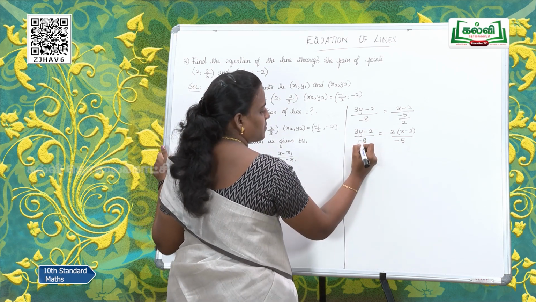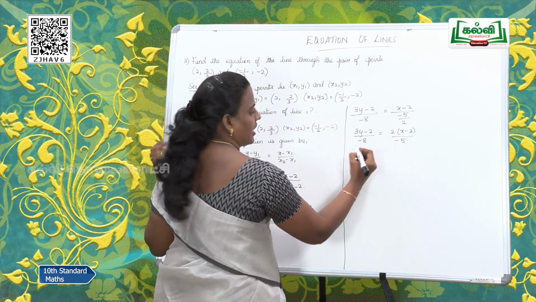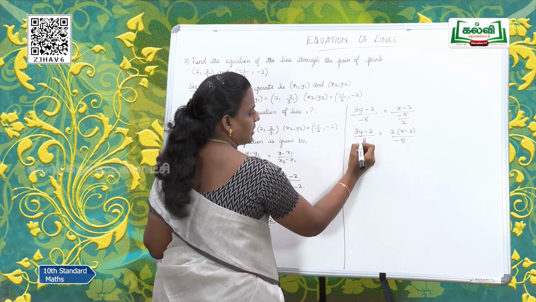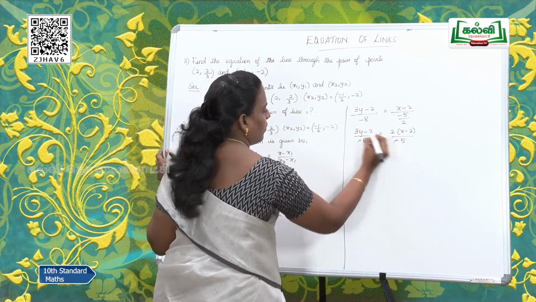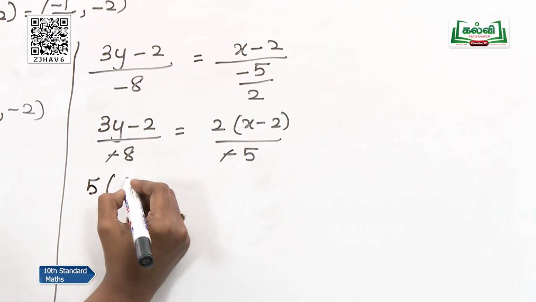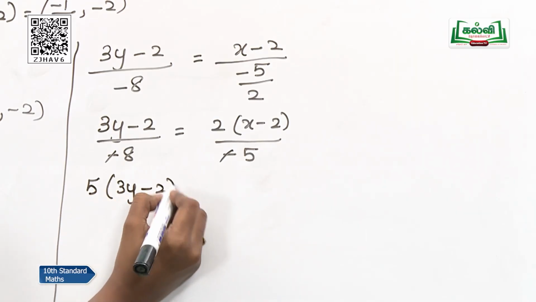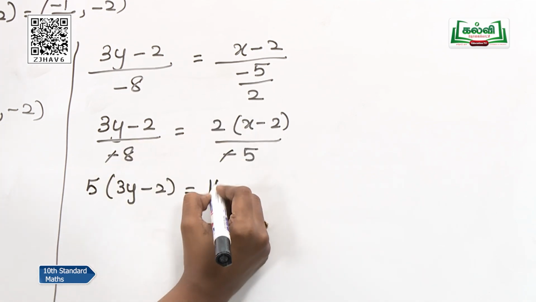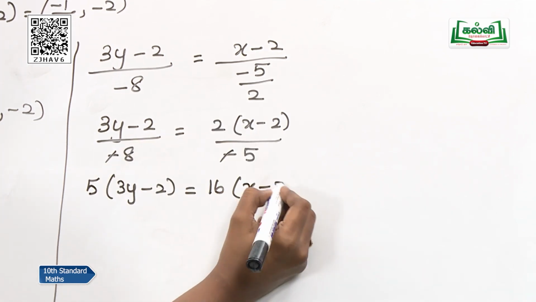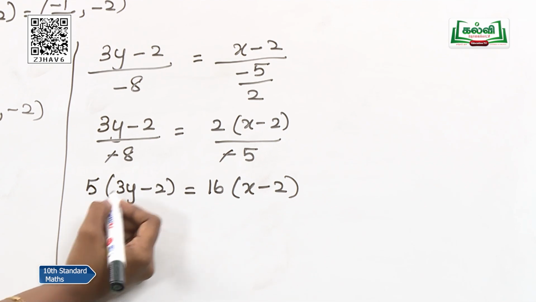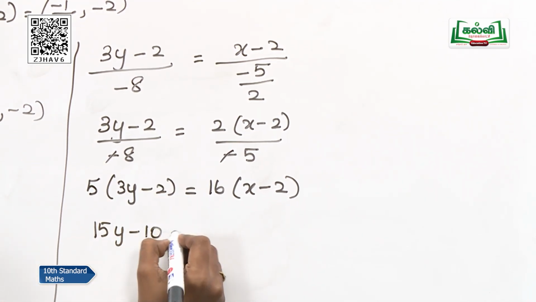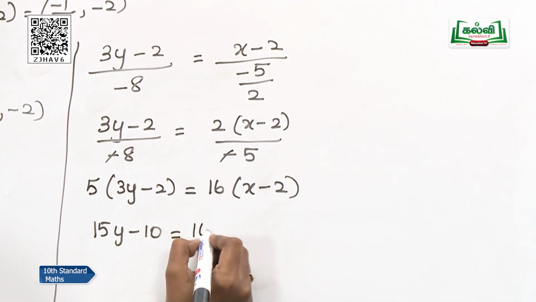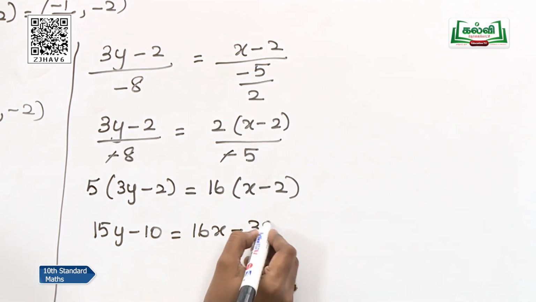Now, here this minus 8 is going to be taken to the other side and 5 to this side. So, negative and negative will get cancelled. Now, I will cross multiply. So, 5 into (3y minus 2) is equal to 8 2s are 16 into (x minus 2). Now, again multiply 5 inside. So, I get 15y minus 10 is equal to, multiply 16 inside, 16x minus 32.